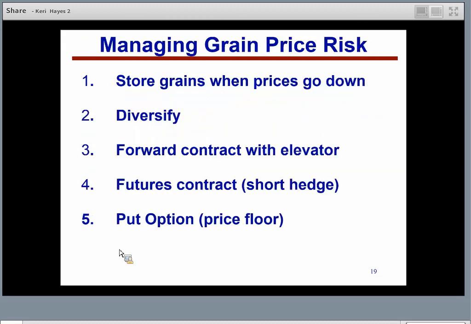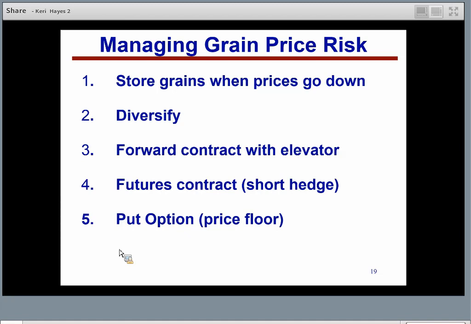So, some different ways that we can think about managing that price risk, because again, when we put the seed in the ground, we don't know what the price is going to be when we take the wheat out of the ground. And so, there are really 5 main ways that we can manage price risk. First one, we could use storage, right? We could wait until prices go up, right? That carries with it some additional risks, but that's certainly one thing that we could do to manage price risk.